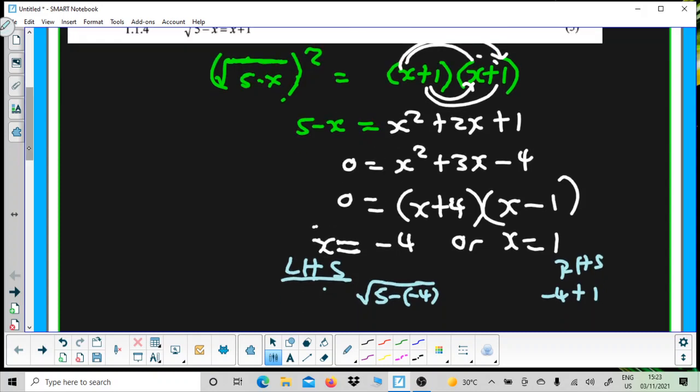Who knows what 5? It's going to be 5 plus 4. Can you see? So it's going to eventually be square root of 9. And remember, for these ones, we only take the positive one. So it's 3 this side. And minus 4 plus 1, what is that? -3. Already, this is not equal. So you get a mark for canceling that out. So -4 is not working.